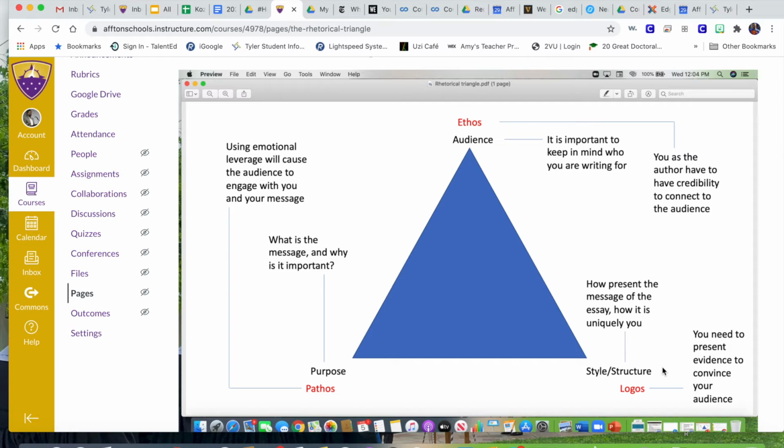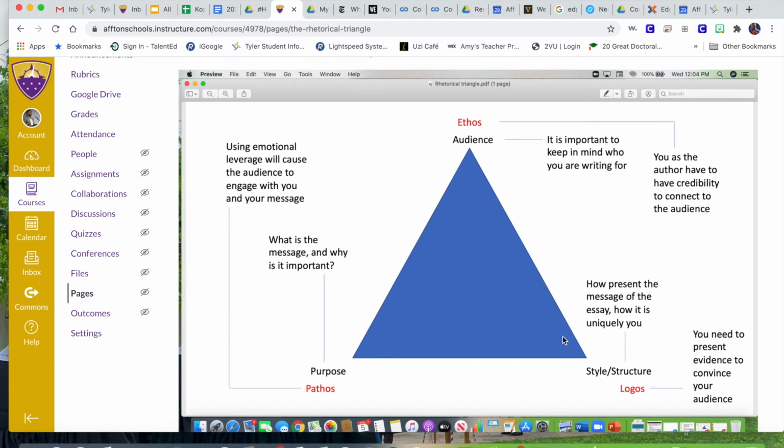So thinking about how we present that message and thinking about how do I make this unique to me, that's going to get to that style. The style is the unique to you part. The how am I going to do that is the structure part. So let's think a little bit about what happens when we have an imbalance.